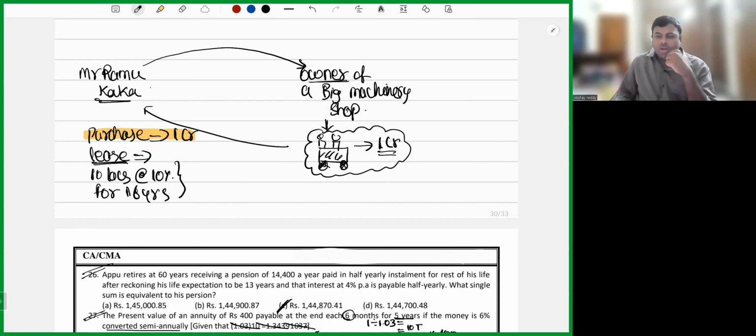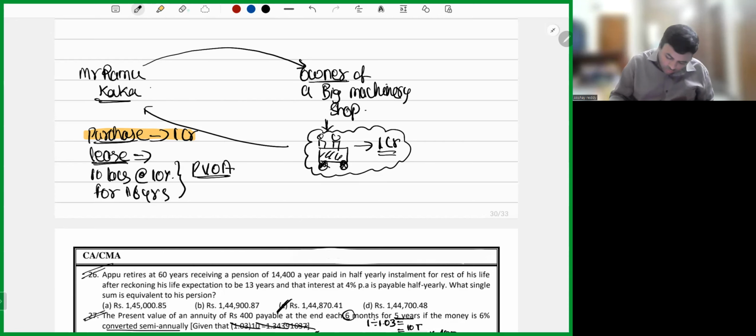Or should I take it on lease? In this case, my dear friends, what will we do? If you purchase, what is the cost? If you purchase, the cost is 1 crore. If you take the lease, what we will calculate is the present value of annuity.